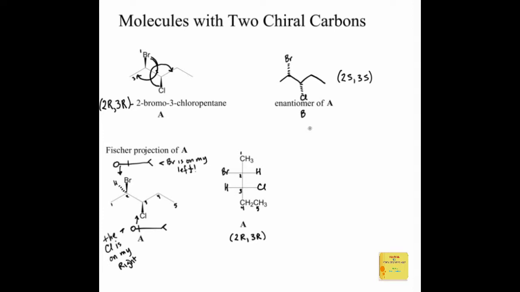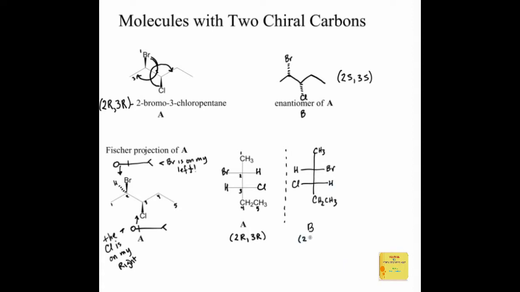How about if I wanted to draw B? Again, once I have the Fischer projection of A, the Fischer projection of B is very straightforward. We just draw its mirror image. So methyl at the top, ethyl at the bottom. On the top carbon, we have a hydrogen on the inside and a bromine on the outside. And on the next carbon, we have a chlorine on the inside and a hydrogen on the outside. There it is. We just drew the mirror image.